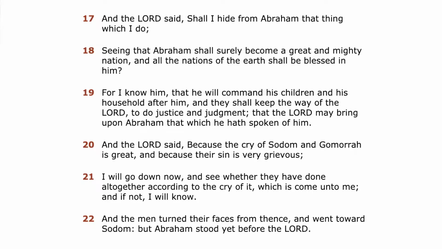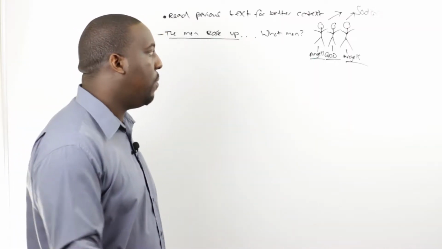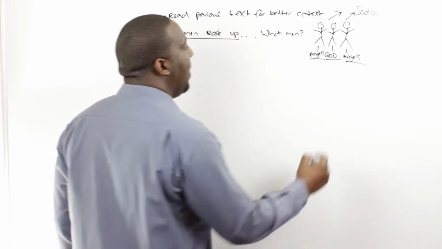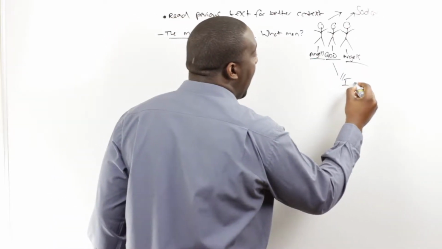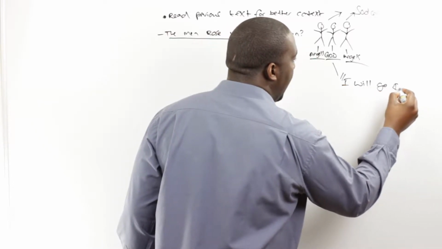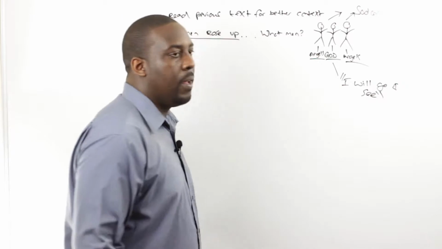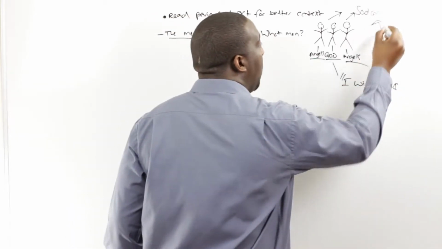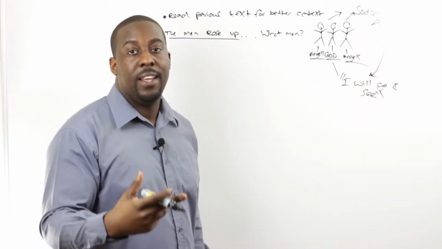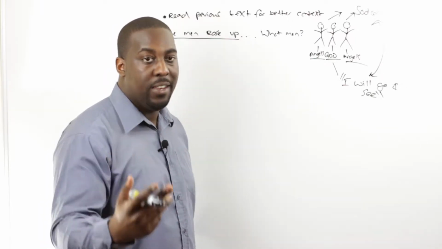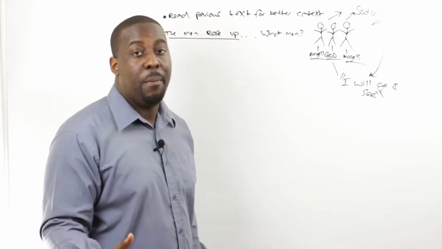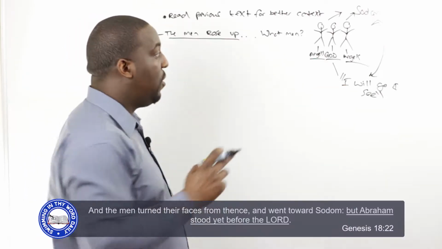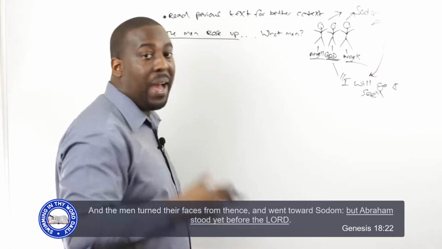Okay, so now it's all making itself clear in one way, shape or form. God turns around and says, I will go and see. He's going to go and see if the cry from Sodom is actually as bad as it is. And if it is, then he's basically going to wipe it out. If it's not, I'll know. And the reason it's really fitting is because it says, the men turned their faces towards Sodom, but Abraham stood yet before the Lord.